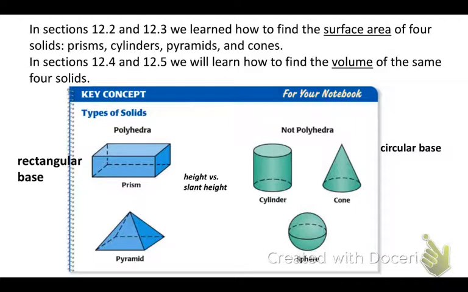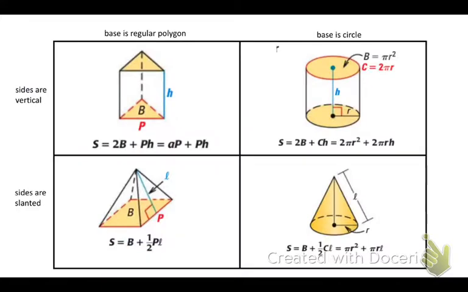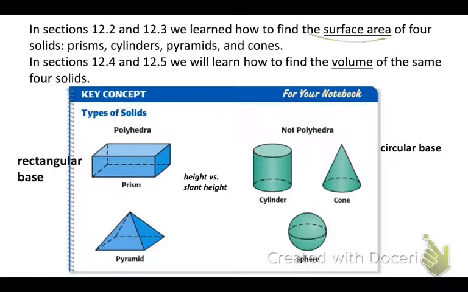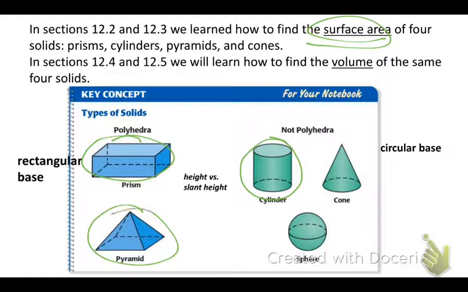Okay, in sections 12.2 and 12.3, we learned how to find the surface area of four solids: prisms, cylinders, pyramids, and cones. The homework involved finding the surface area of those four shapes. In these two sections, 12.4 and 12.5, we will learn how to find the volume of the very same four solids. So for each of these four solids, you're going to have two equations: one for the surface area, and one for the volume.